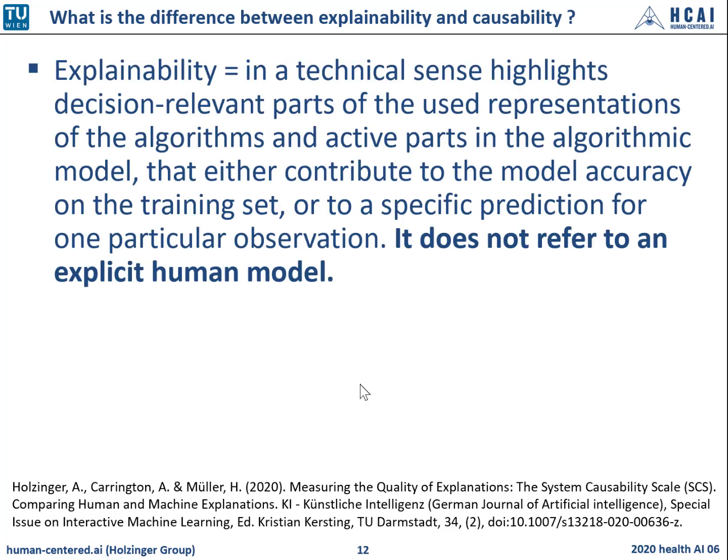So the first question is, what is the difference between explainability and causability? In explainability, in the technical sense, this highlights decision-relevant parts of the used representations of machine learning algorithms and the active parts in the algorithmic model, that either contribute to the model accuracy on the training set or to a specific prediction for one particular observation. So this is purely technical. This is explainable AI, and it does not refer to an explicit human model. Okay, so this definition is really very important.